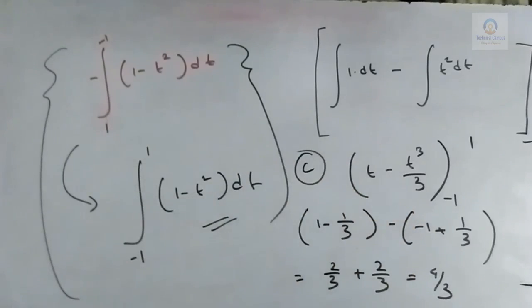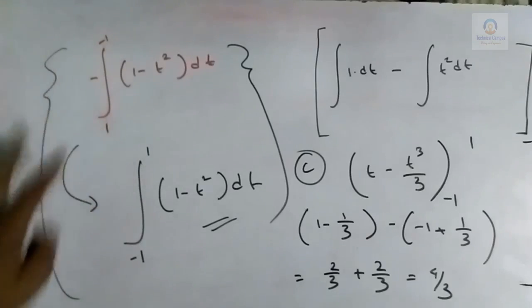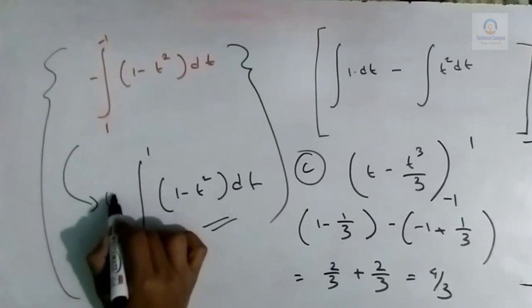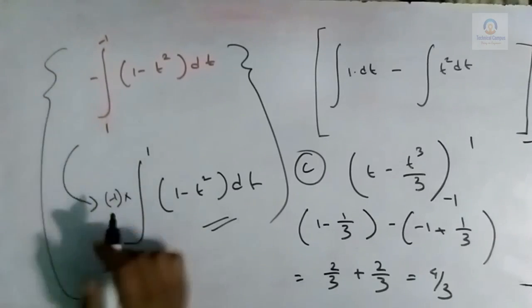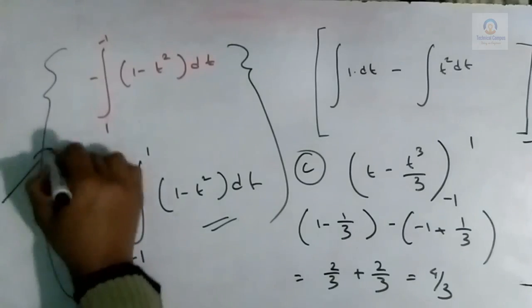So we have learned one more property of integration, that if you change the order of arrangement of limit, then you have to multiply with -1. In this case this is minus, so if we multiply with -1 it will be plus. So this is a property of integration.